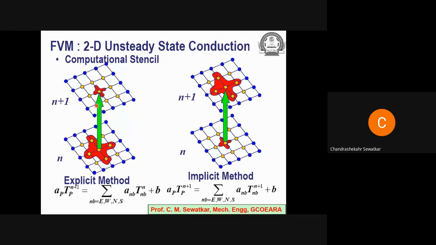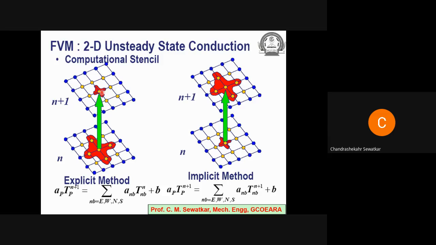So I scroll through. When I want to find out the temperature at this yellow cell center, I need the information from previous cell centers at the previous time level in the explicit method. If I want to find out the temperature here, I need to know the information here and all these 4 neighbors. Then I can find out the temperature here.